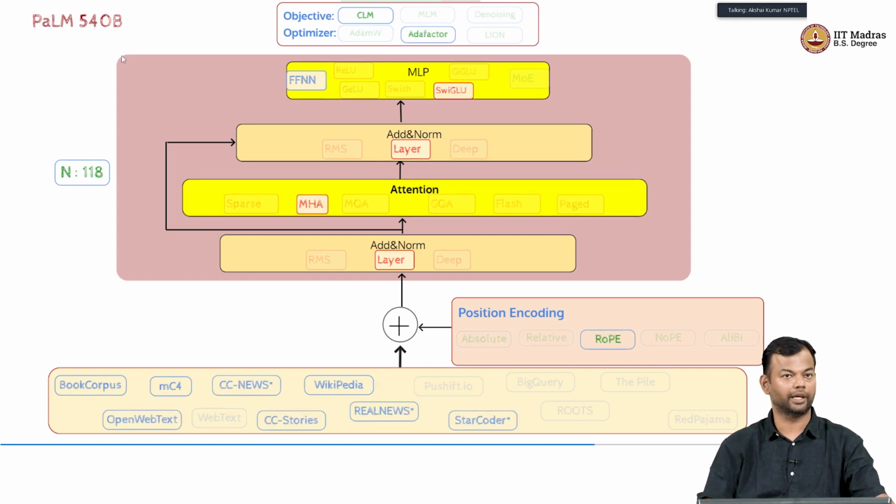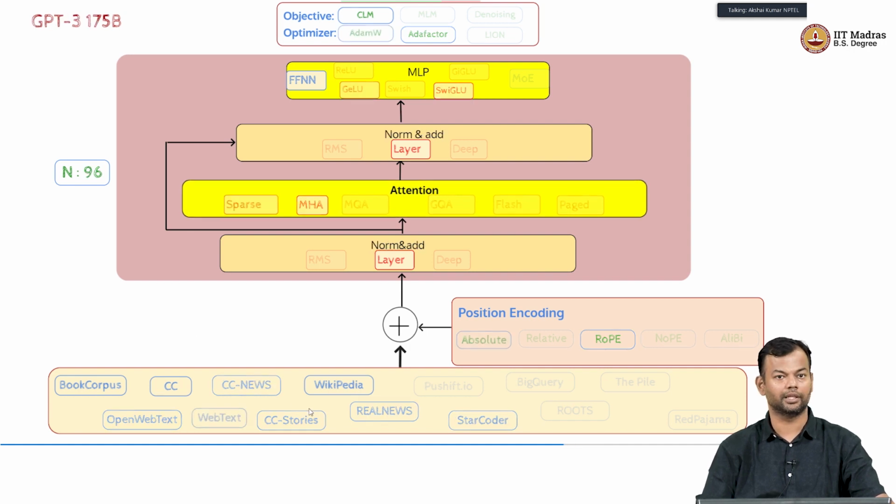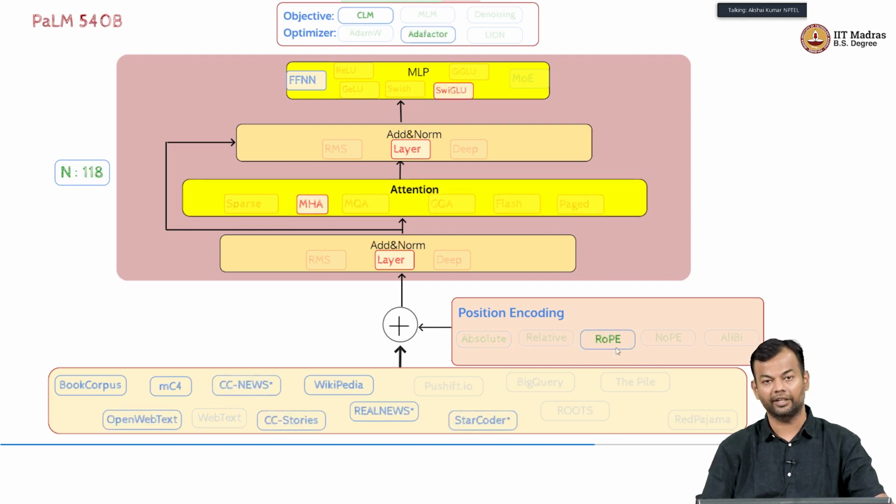Okay. Now if you look at PaLM, then it looks very similar. The number of layers was 118. The corpus, you can see that some more data sets have been added here, right? So you have MC4, which is multilingual, then you have CC News, you have Star Coder, Real News. Some of these data sets were missing in the previous slide, but now they have been activated, right? And they used a different type of positional embedding, which was RoPE, then multi-head attention, SwiGLU was the activation function, and they use Adafactor as the optimizer, and CLM as the loss function, right?